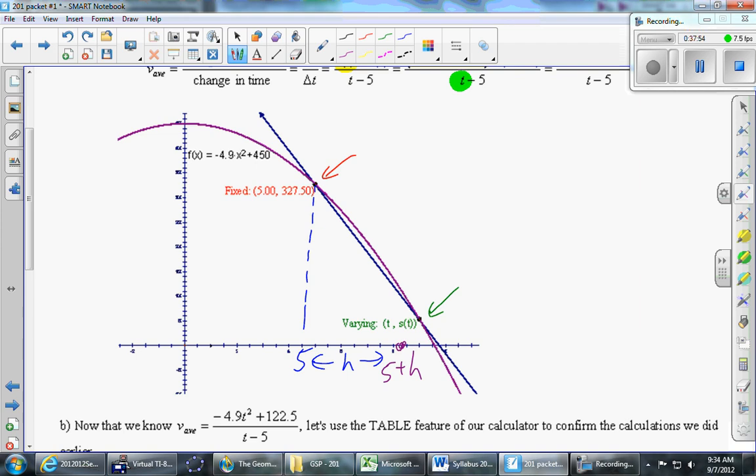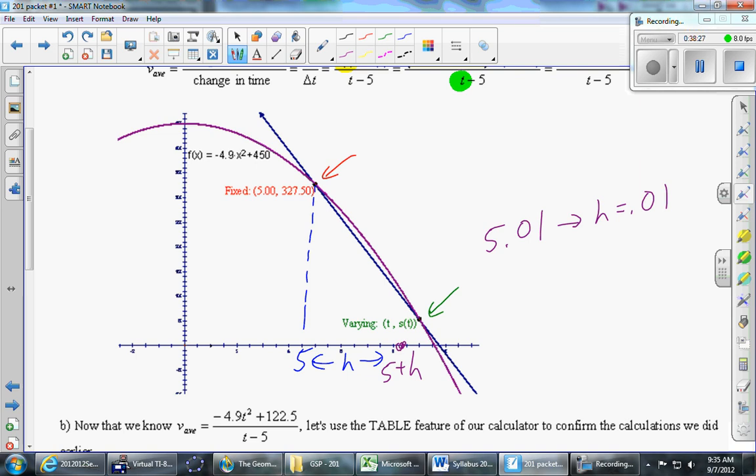So h is how far I go away from 5. It's not what t was. t was how long from the start of the experiment, right? We did t equals 4 seconds, t equals 4.9 seconds. We're going to call h the amount of time you wait from 5 seconds. So if we wanted to go out to 5.01, how much is h, which is how far you are from 5? It's 0.01. So all we're saying is that h is how far away you are from the point that you actually care about.